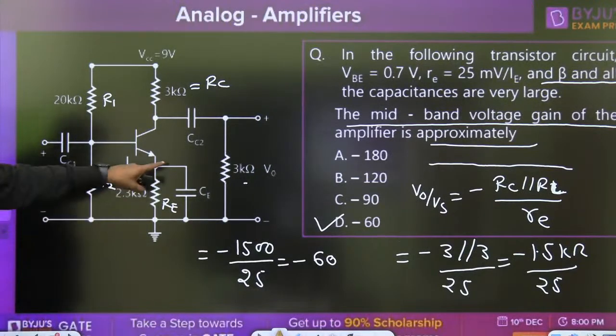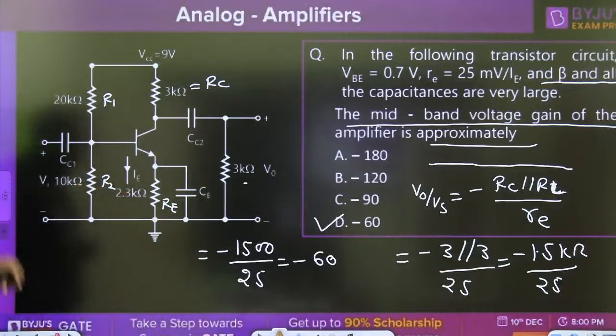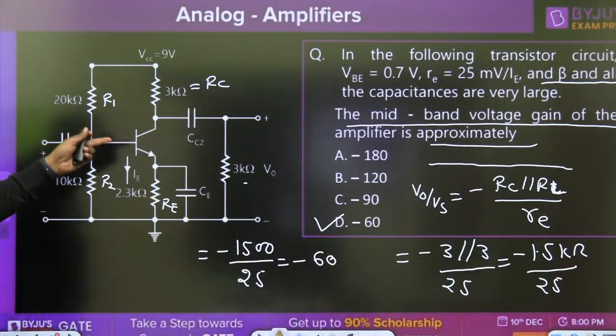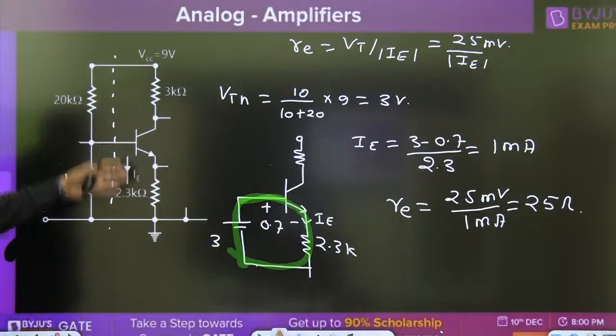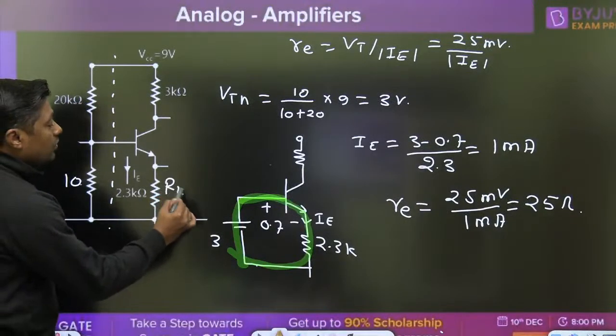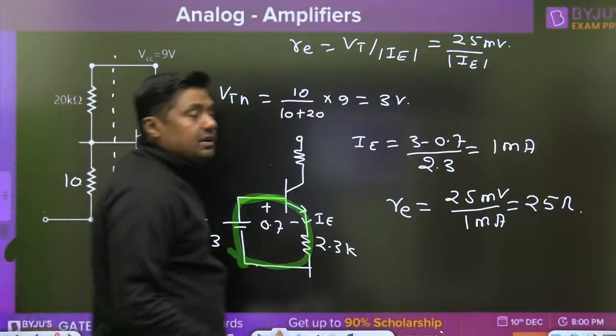Remember, if it is bypassed, then you have to use the small re, remove the capital RE. But what is the use of this capital RE? It will provide the self-bias during the DC analysis, and that's why during DC analysis we are considering the capital RE.